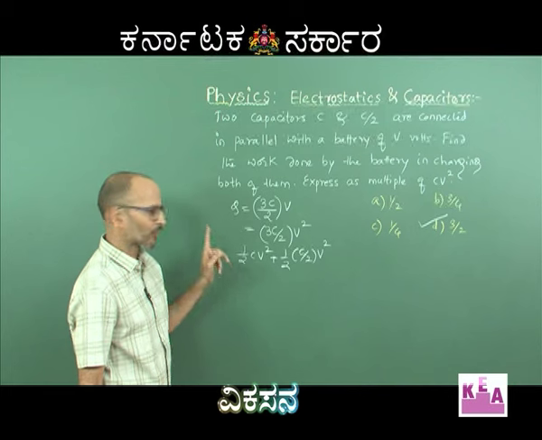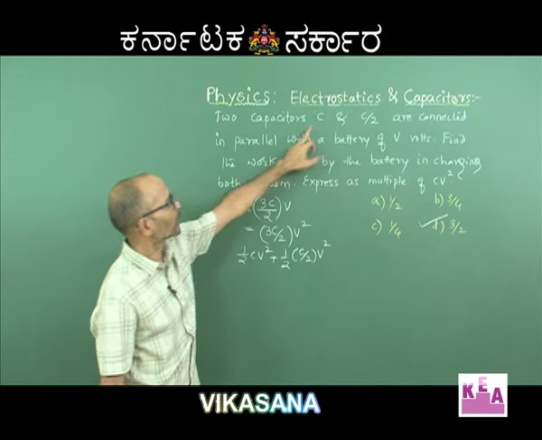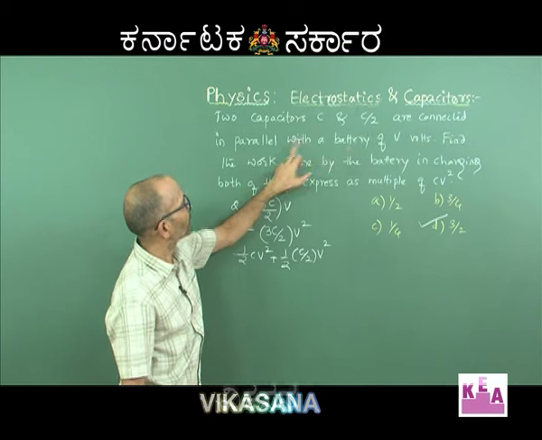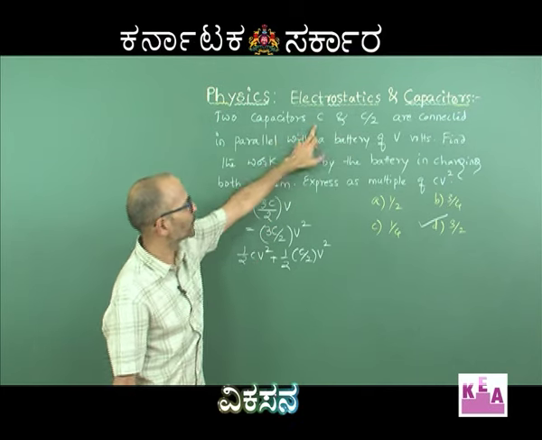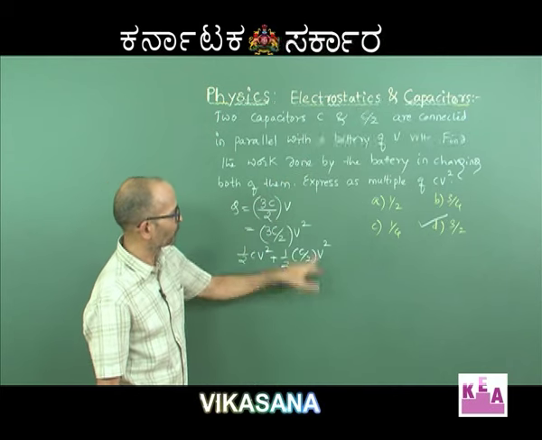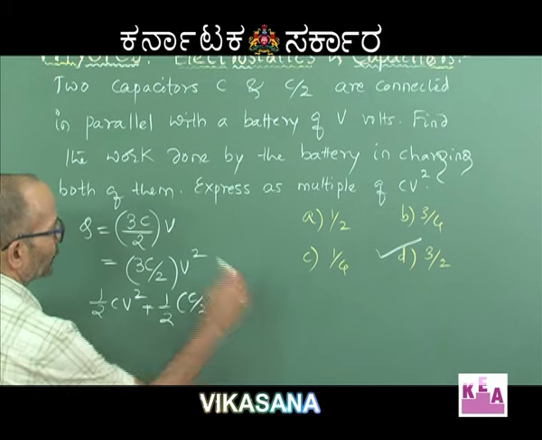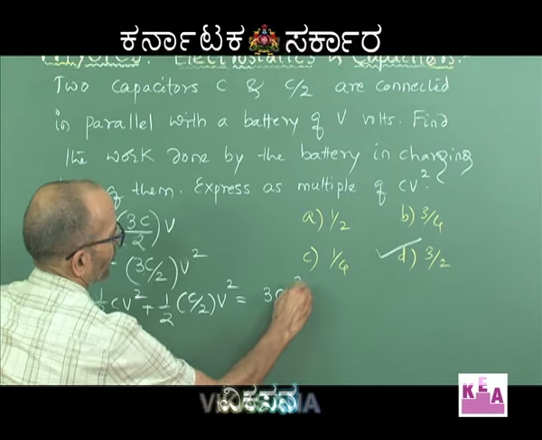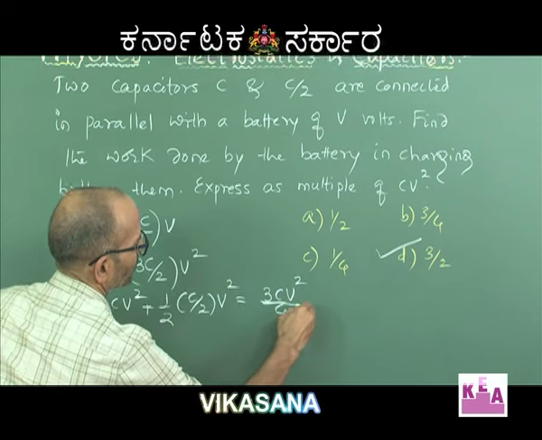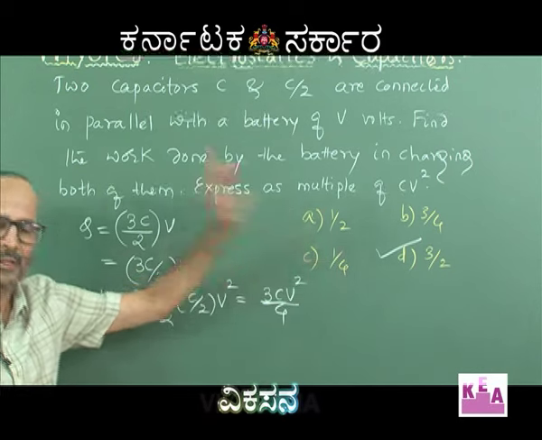I hope you recollect that the formula for writing the energy stored in a capacitor is half CV square. The capacitance is C connected in parallel with a battery of potential difference V. So, half CV square is the energy stored in this, and half C by 2 V square is the energy stored in this. So, if you add these two energies, the total energy stored in the capacitor is going to be 3 CV square by 4. And this is half of the work done by the battery.